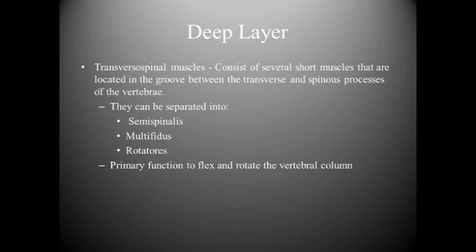The deep layer, the transversospinal muscles, consists of several short muscles that are located in the groove between the transverse and spinous processes of the vertebrae. They can be separated into the semispinalis, multifidus, and the rotatores, and the primary function is to extend and rotate the vertebral column. So once again, just know the function.